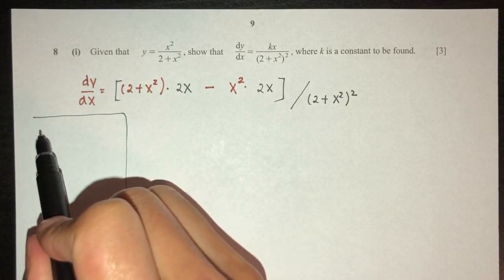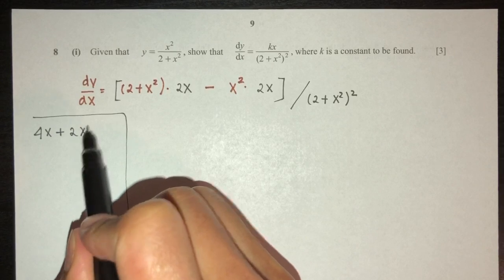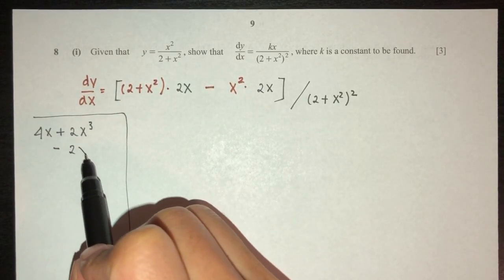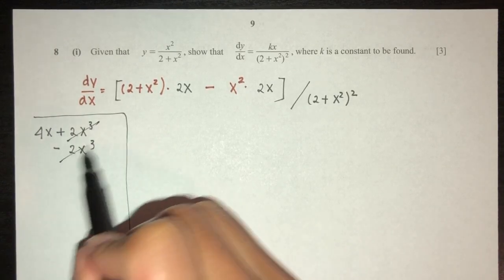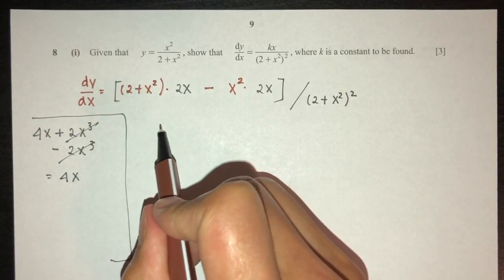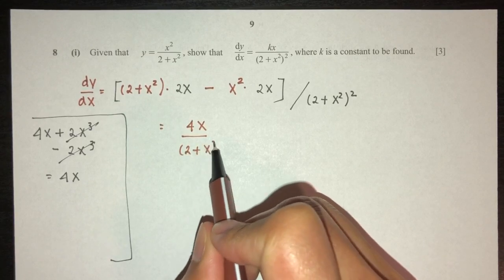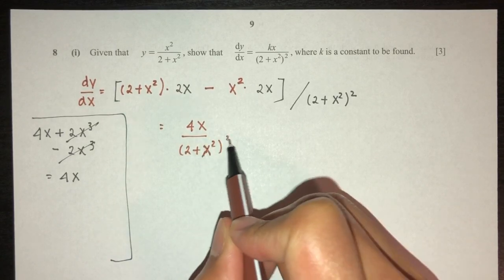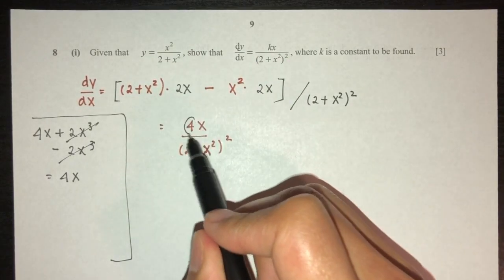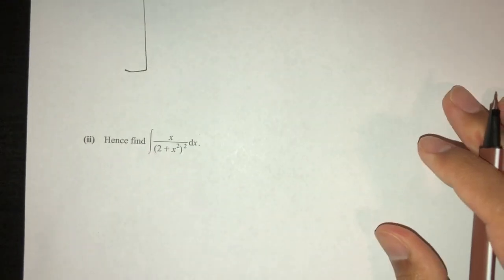So what is this? That will become 4x plus 2x cubed. And what is this? That is minus 2x cubed. So that goes away. So you have only 4x remaining. So that will give you 4x over (2 plus x squared) squared. Which means dy by dx is equal to this, where k is the value 4. That is part 1. Now for part 2, hence find this.